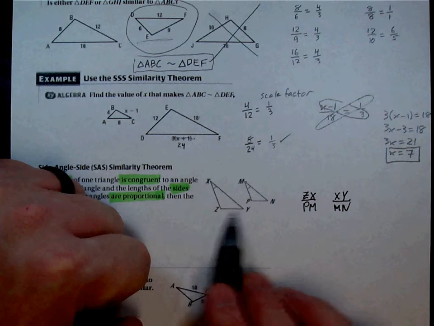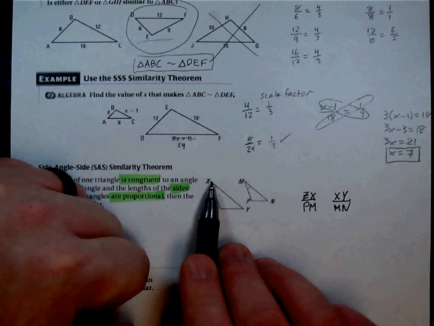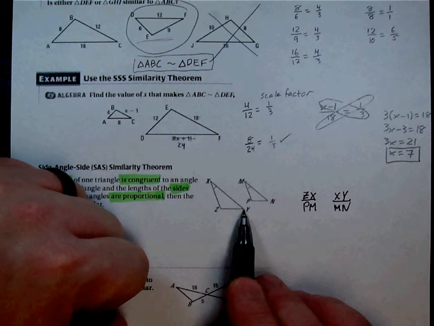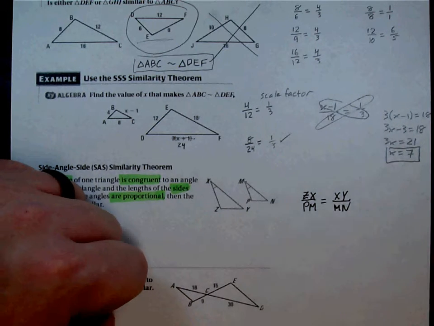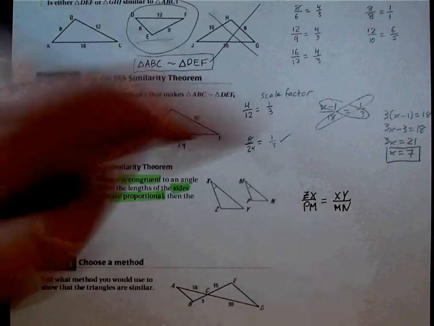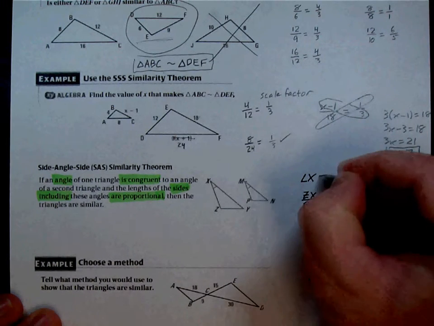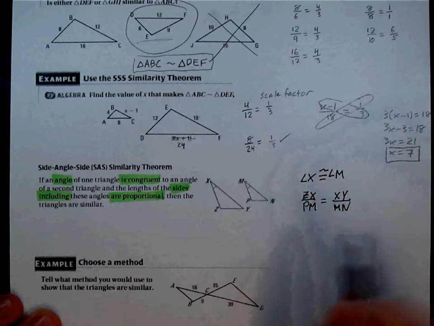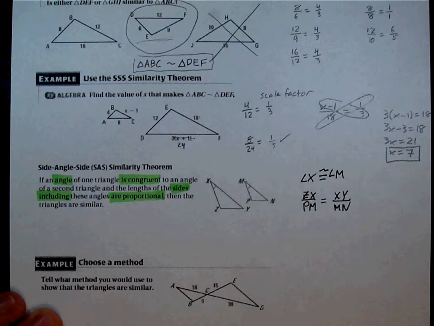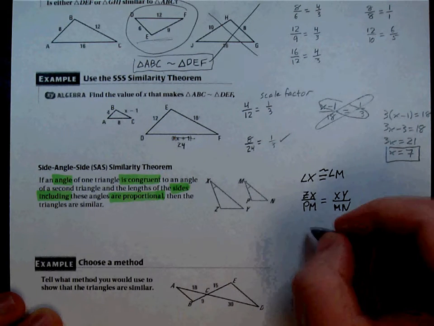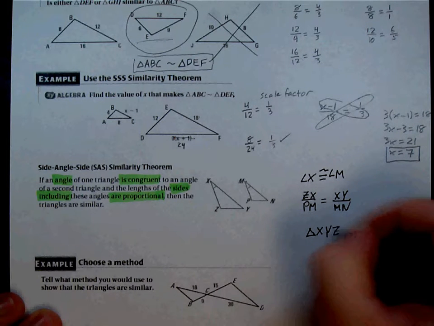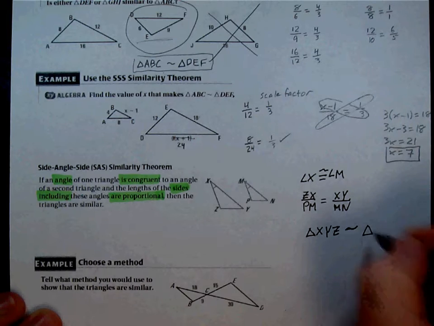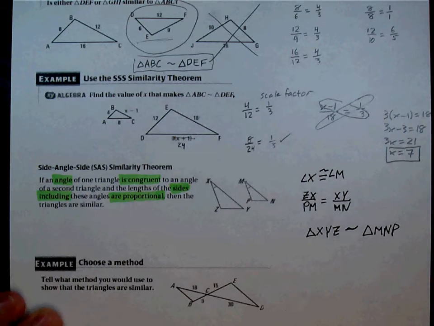I don't care about ZY because ZY doesn't touch the included angle. It has to be a side and then an angle and then a side in a row. I don't care about the other side. So I have to check those and I have to make sure that they're equal. We have the included angle that's congruent. Angle X was congruent to angle M. I have to check that the surrounding sides are proportional, and if they are, then I can conclude that the triangles are similar. Triangle XYZ would be similar to triangle MNP. That's what I'd be able to conclude. So we'll have to check that.